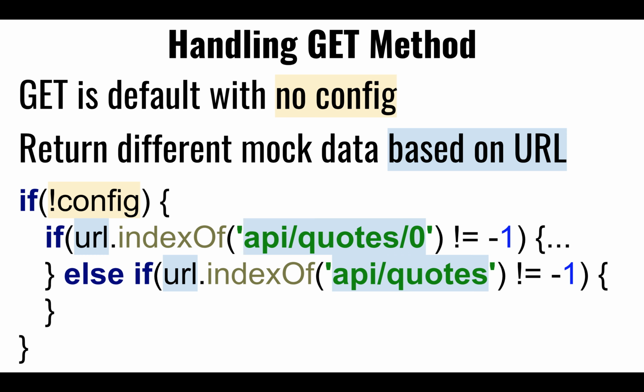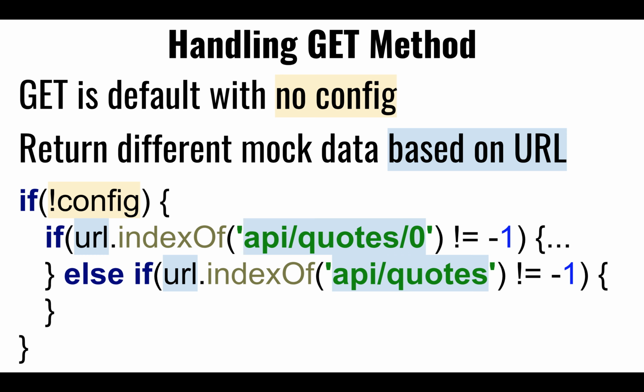Within the first if statement, if there is no config, meaning this is a get, we only have two options, right? You are either asking for all the quotes, or you're asking for a specific quote. Those are the only two. Find by ID or find all, right?